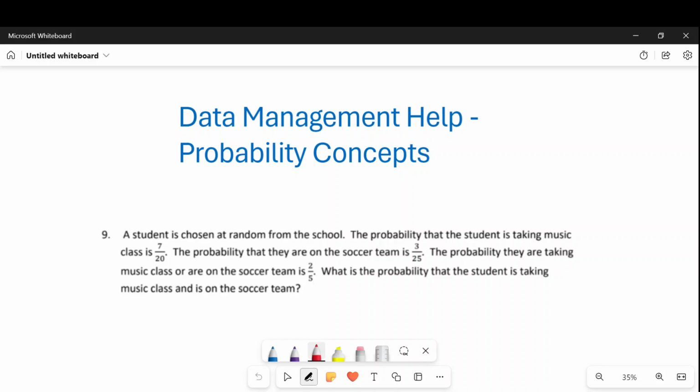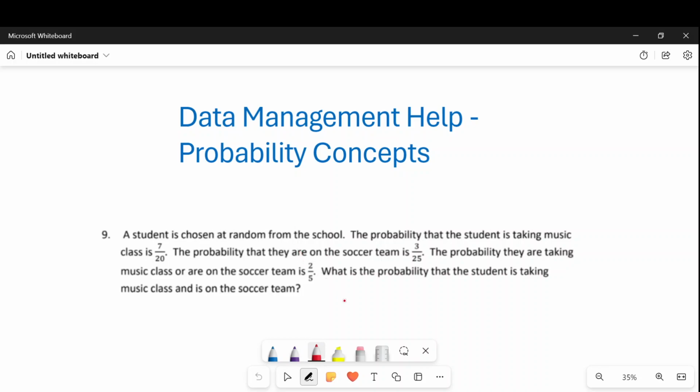Hi, this is a video for data management students, and I'm going to take up this particular question from the probability unit practice material. It says a student is chosen at random from the school.